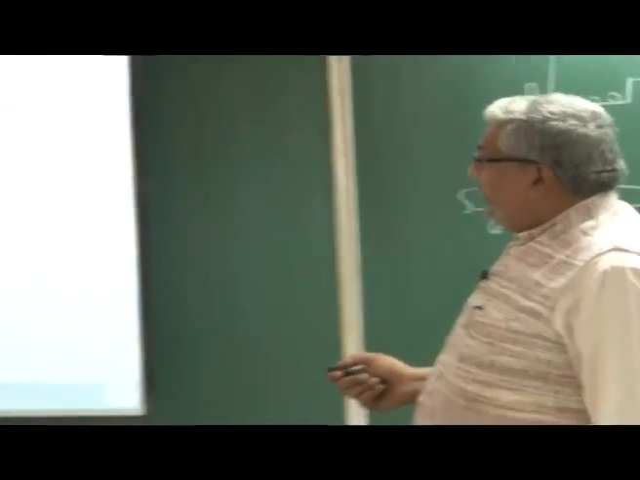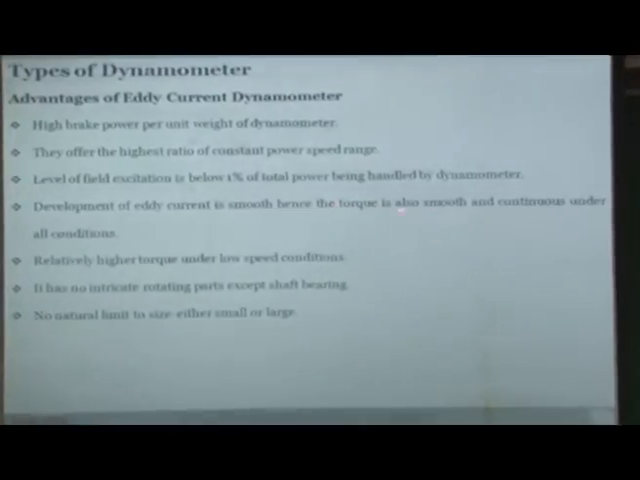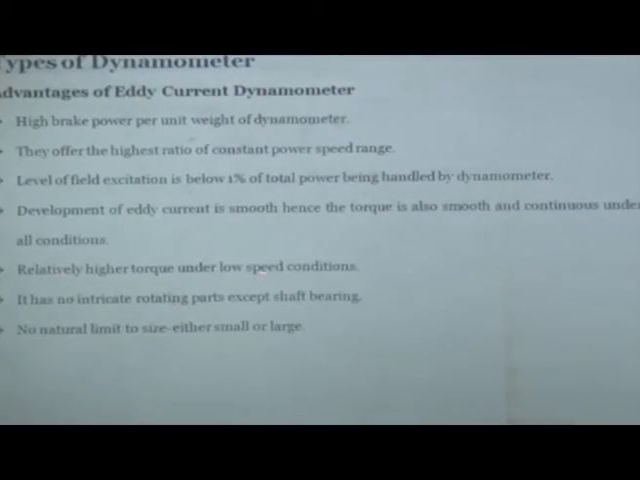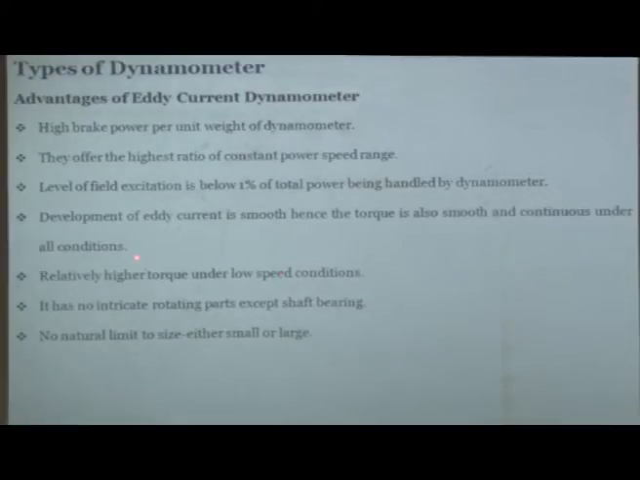So development of eddy current is smooth, hence the torque is also smooth and continuous under all conditions, and the relatively higher torques which are typical of an engine at low speed can also be absorbed very effectively by this device. It has no intricate moving parts except shaft bearings. So the only failure that happens is that the bearings sometimes, after 5, 7, 10 years, can go bad; otherwise it is a pretty sturdy device.